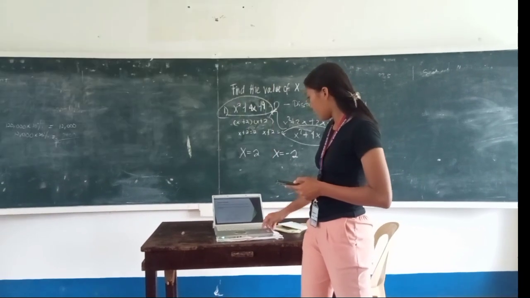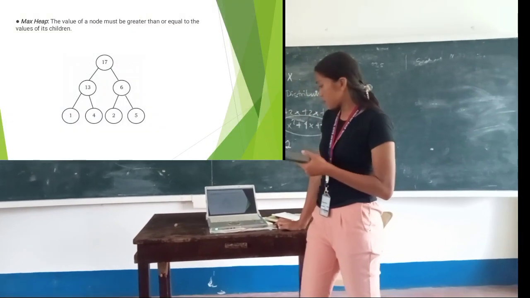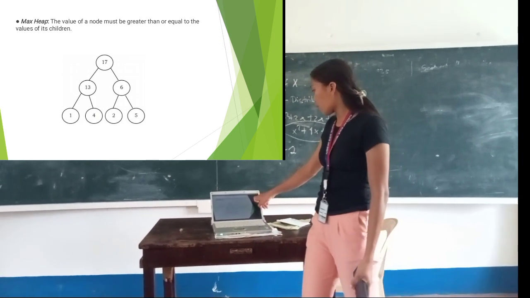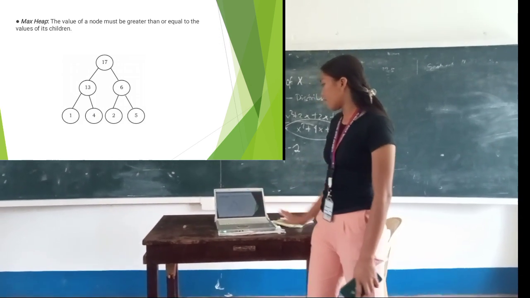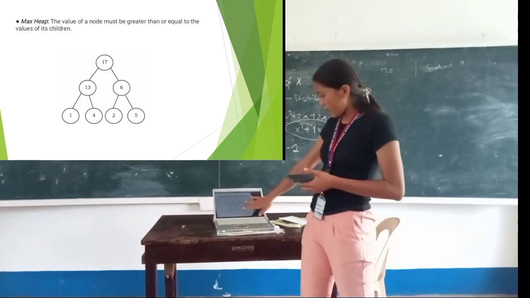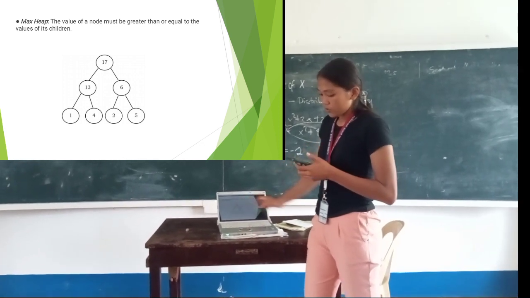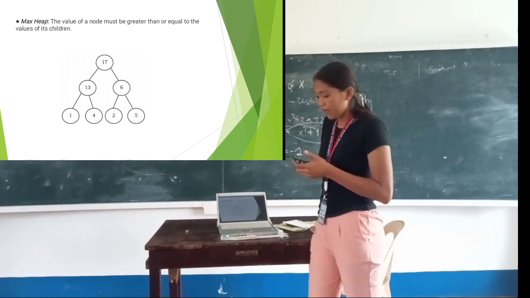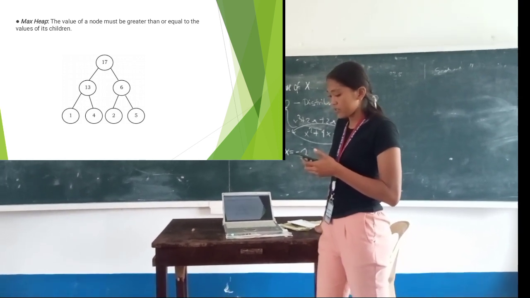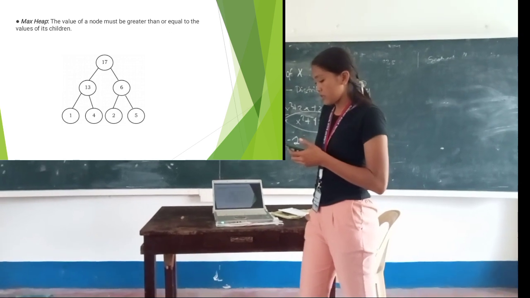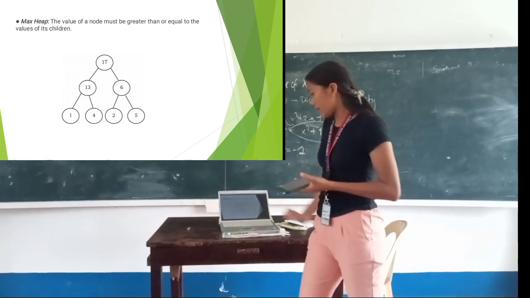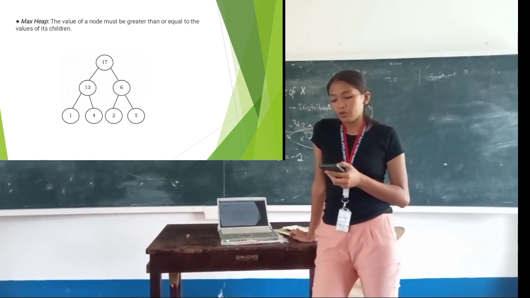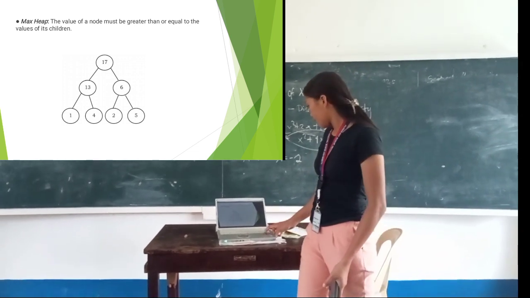In a max heap, the value of a node must be greater than or equal to the value of its children. So the biggest value is at the root. The value of each node is less than or equal to the value of the parent. The greatest value is the root. The same property must be true of all subtrees.